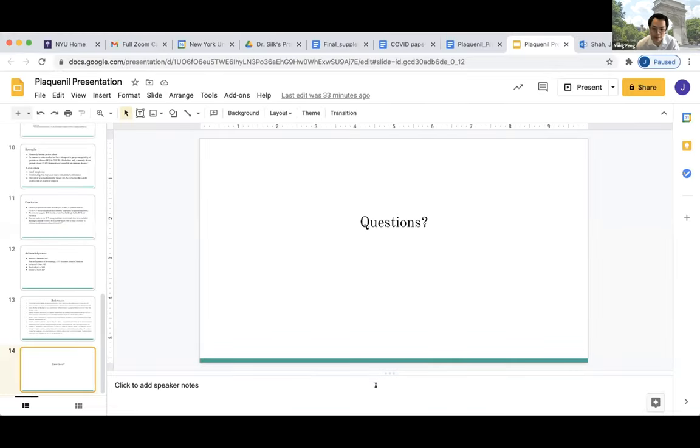Hey, great, thanks a lot for the great presentation. So next we have our last but not the least speaker of today, Yuan Zhao, who is a PhD candidate in epidemiology. So Yuan will talk about telemedicine and healthcare disparities during COVID.